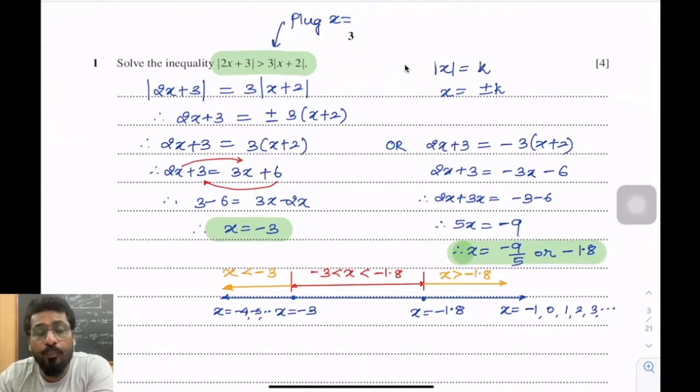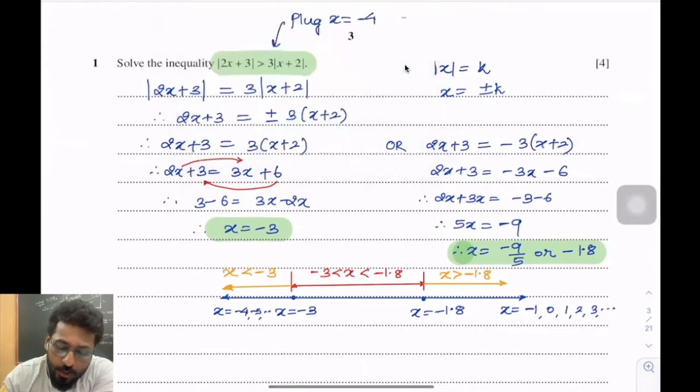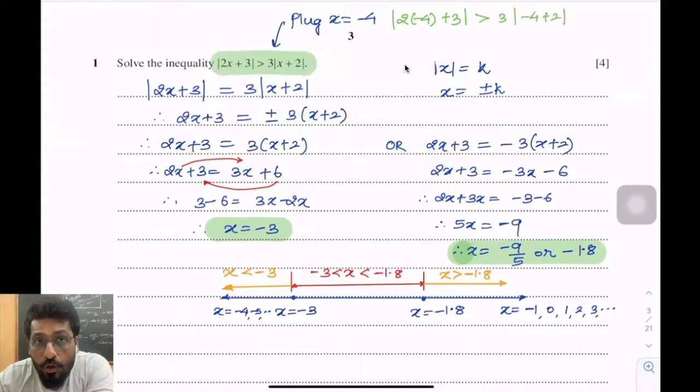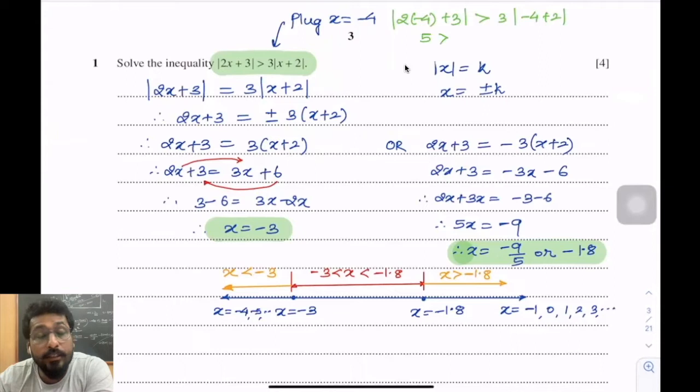So I'm going to plug the value of x as -4. What do I get? I get |2 times -4 plus 3| greater than 3 times |-4 plus 2|. So 2 times -4 is -8. -8 plus 3 is going to be -5. Modulus of -5 is 5. Greater than, inside the modulus sign you have -4 plus 2, which is -2. Modulus of -2 is 2. 3 times 2 is 6.